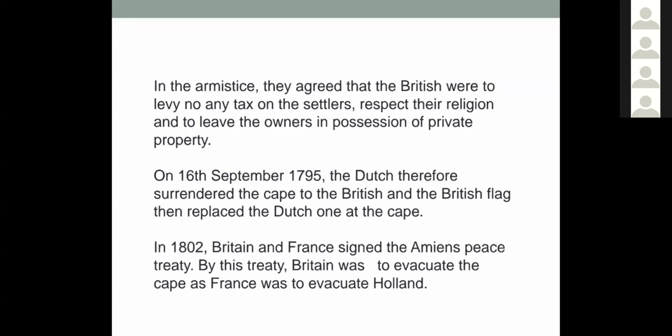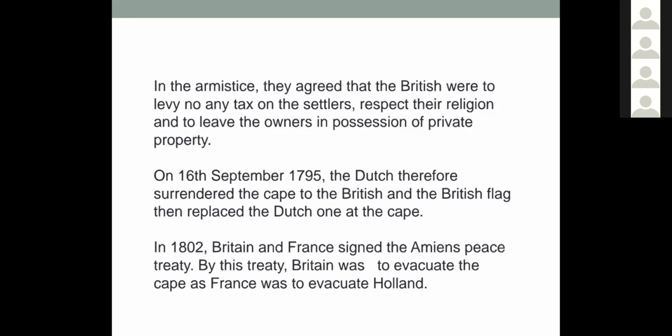The religion, that is the Dutch Reformed Church that was in control of religious events at the Cape, as we had agreed some times back. So on 16 September 1795, the Dutch thereafter surrendered the Cape to the British, and the British flag then replaced the Dutch one at the Cape.